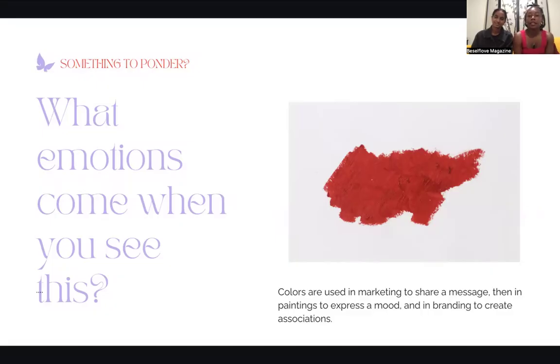And things like this are usually used in marketing to share a message, in paintings to express a mood, and in branding to create associations. Hence, McDonald's, you think about the red and golden arches. Burger King, Wendy's, all those different colors and symbols shown over and over again to help you recognize a certain feeling or association of the thing you think about.